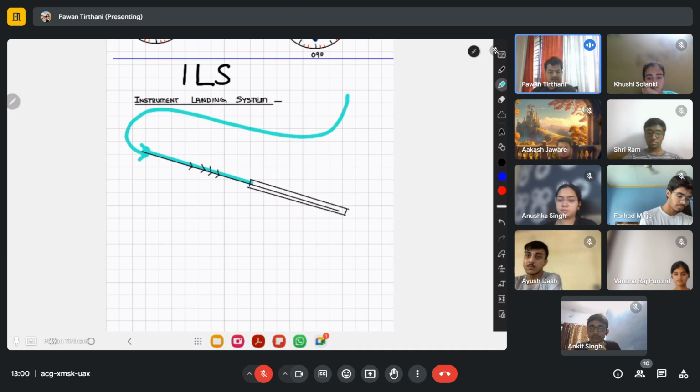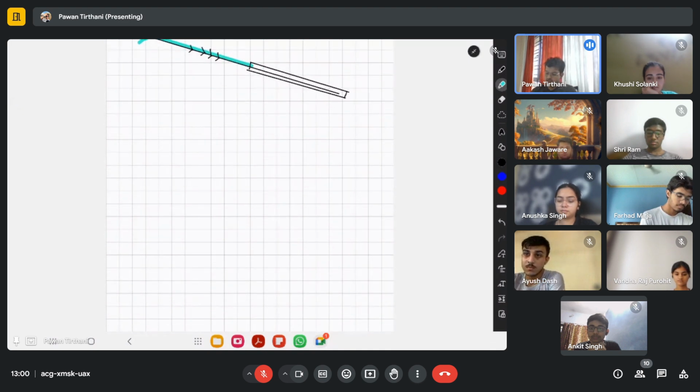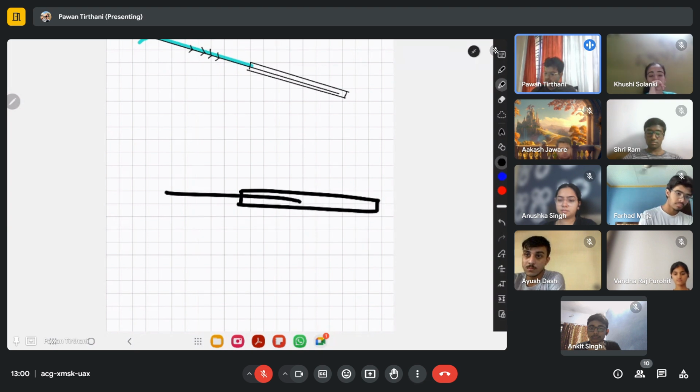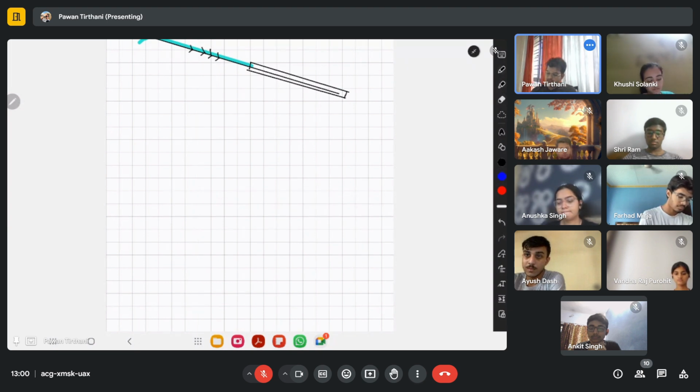Whenever my aircraft comes for landing, what do we do first? Our first priority is to align ourselves with the runway's center line, and then our priority is to descend as per a glide slope.